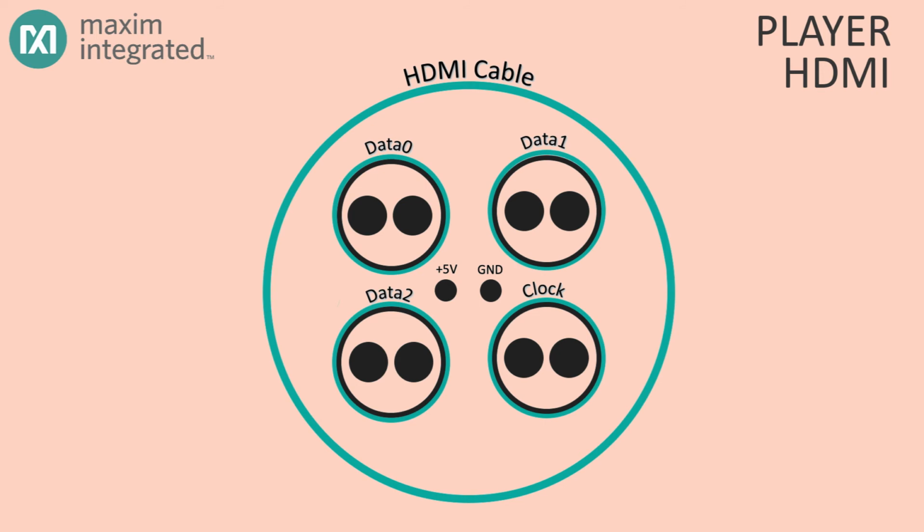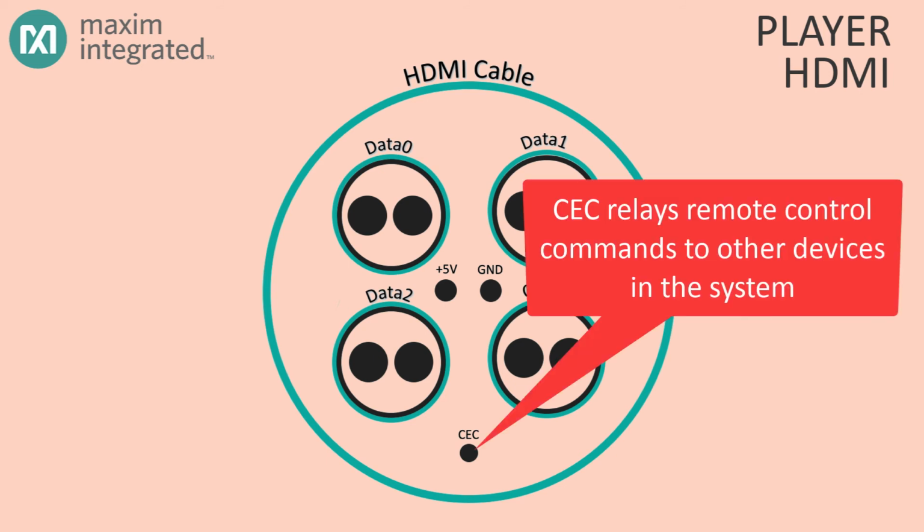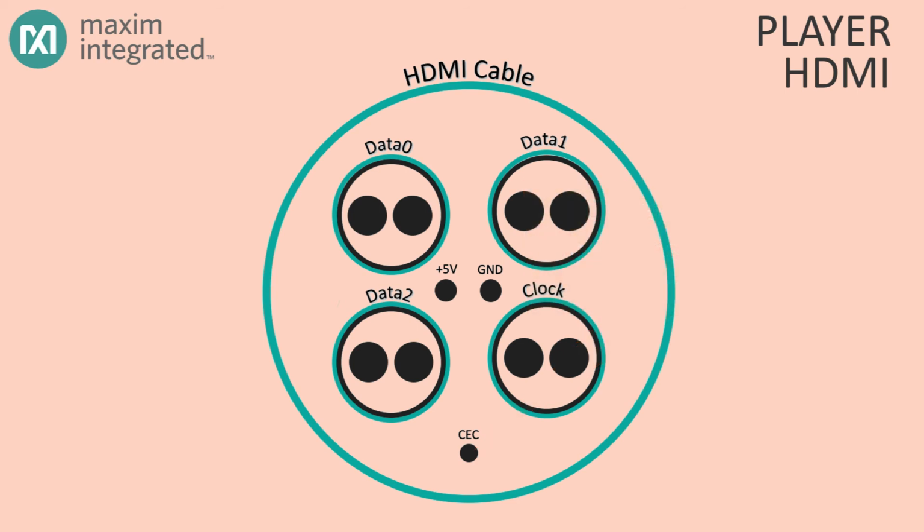There's one line called CEC. That stands for Consumer Electronics Control. Now, its job is just to relay communications from remote control devices. For instance, volume down to a TV set might be relayed to a sound bar. There's a pair of wires that alternately are used for hot plug detection, reverse channel audio, and a 100 megabit Ethernet link, depending on the exact implementation.